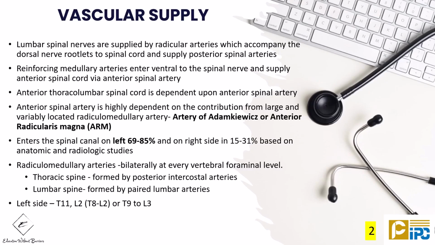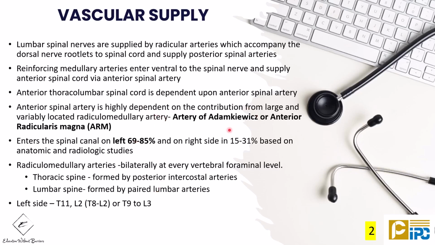So another important part, we have to know about the vascular supply of the spinal cord. And why is that important? Because anteriorly, there is only one artery, and posteriorly you've got the two spinal arteries. And the anterior thoracolumbar spinal cord is heavily dependent on this anterior spinal artery. This anterior spinal artery gets contributions from a number of radiculomedullary arteries, and one of them is quite big and very critical, and it's called the artery of Adamkiewicz. If you injure this artery, the consequences can be disastrous in some cases, like you could cause paraplegia. So hence, we need to know about the vascular supply when we are doing these procedures.